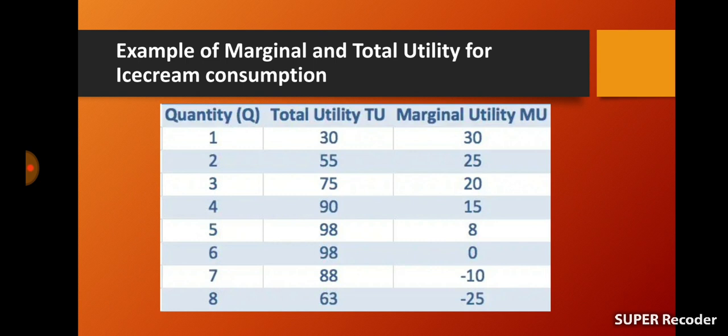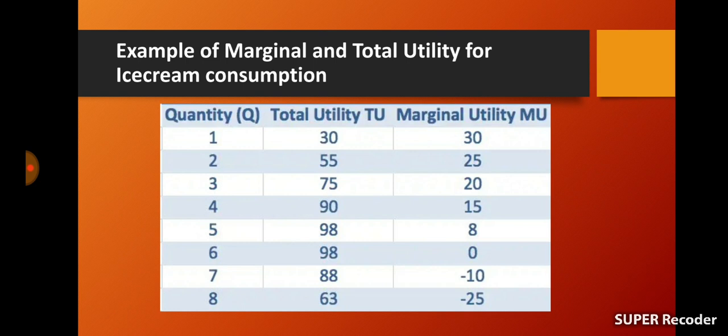So the total utility means the sum total of the utility from all the units. The total utility of the consumer when he consumes the first unit is 30. When he consumes the second unit, the total utility is 30 plus 25, that is 55. And when the consumer consumes the third unit, the total utility is 30 plus 25 plus 20, that is 55 plus 20, which equals 75.